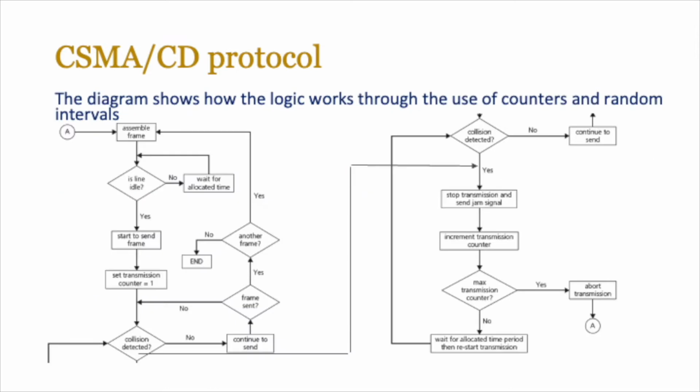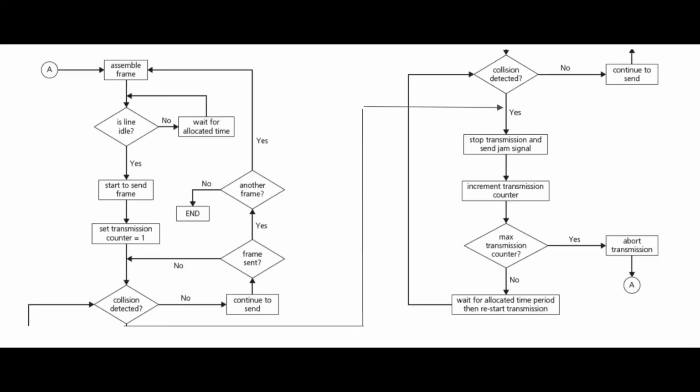But what happens when there is a collision and it's detected? The logic works such that if a collision is detected, you stop transmission and send the jam signal. You increment the transmission counter because it's your second attempt, and so forth, until you reach the max transmission counter. If you reach the max transmission counter, then you abort the transmission because the line is dodgy. That means you won't be able to transmit. There must be some serious fault on it. Otherwise, you wait for a random allocated time period and then restart the process of transmission, and hopefully there's no collision detected this time.